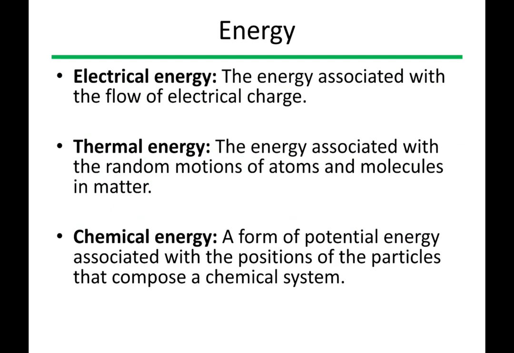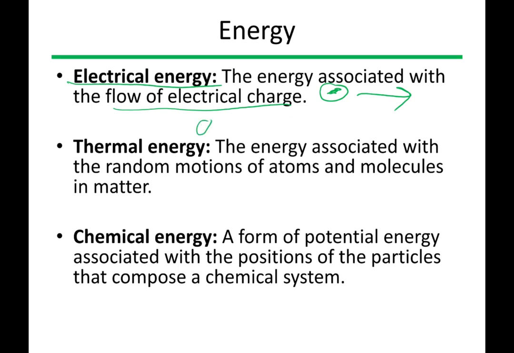We also use a few other different terms attached to energy that aren't necessarily kinetic or potential, but just other ways to define the type of energy we're talking about. So electrical energy, for example, is the energy associated with the flow of electrical charge. So this has to do with the electrostatic force, and this can come again from a charged particle moving. So if we have an electron moving, we can have some electrical energy that way.